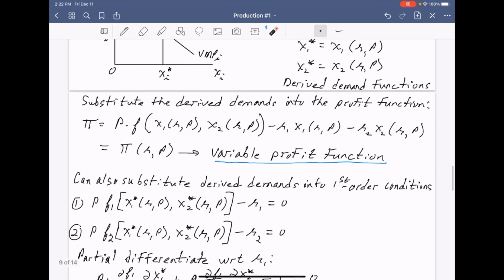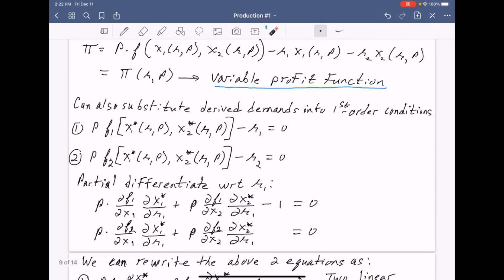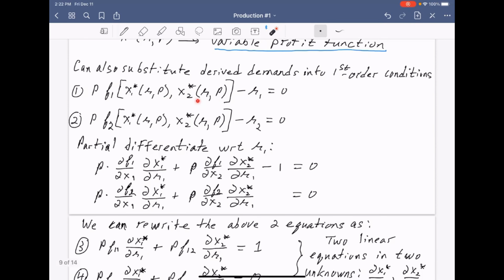If we look back at these derived demand functions and substitute them into the profit function, we get the following result: profit is a function of input prices and the output price, and we call that the variable profit function. We can also substitute the derived demands into the first order conditions, and we do that here. We get F1, our marginal product of 1, which is then a function of x1 star and x2 star, but we are going to do something with that in a second.